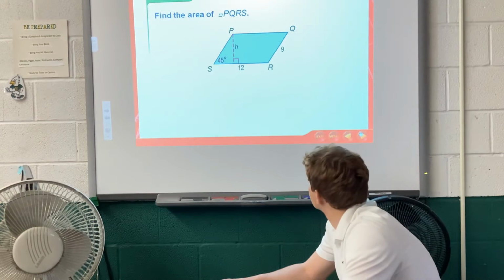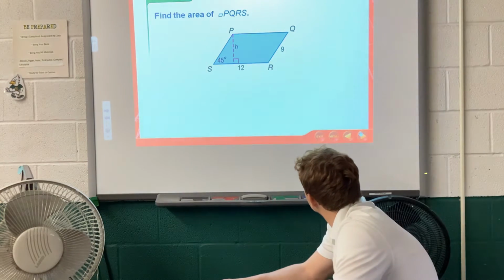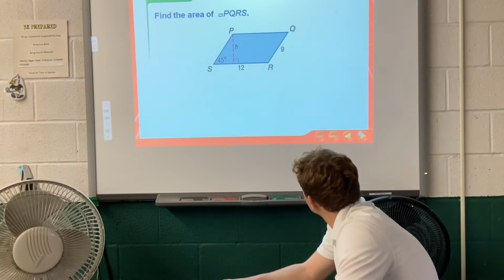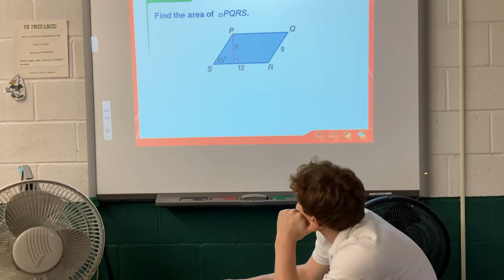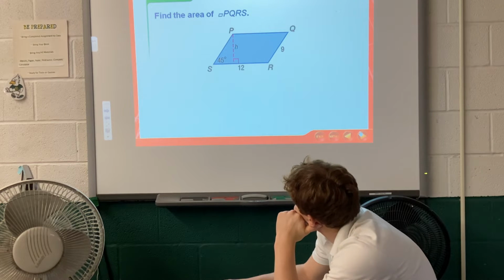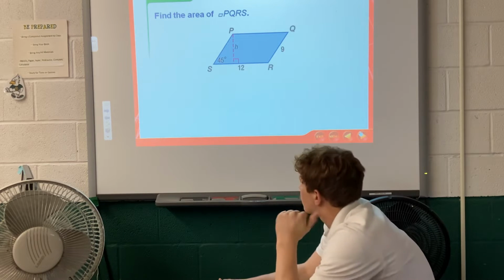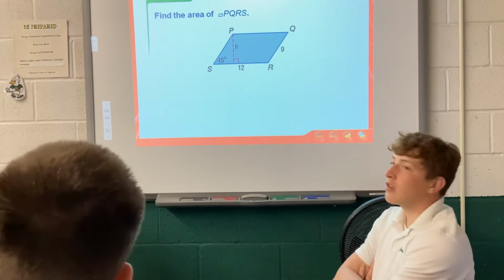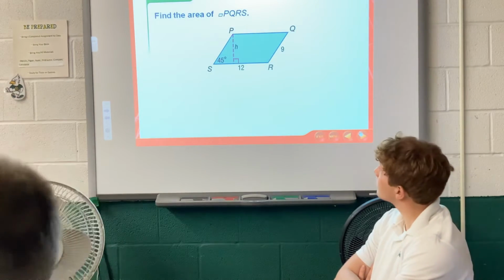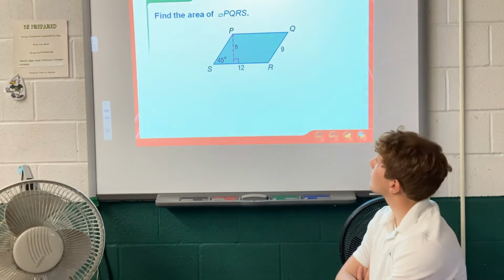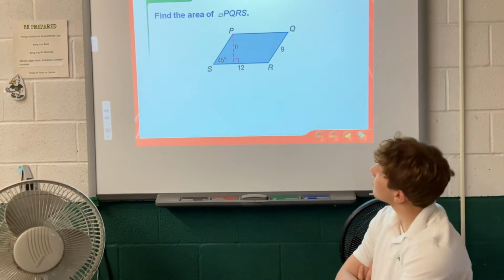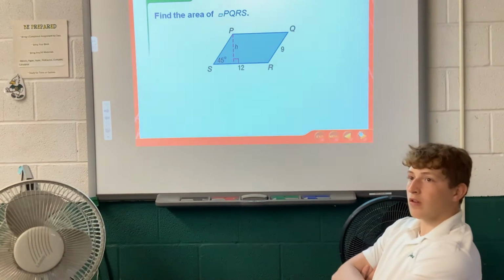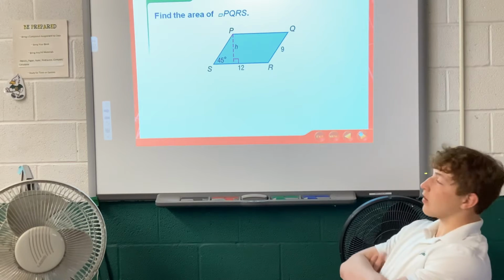Alright, here's the next one. When they give you this problem right here, again, I need my base and my height. So here's the problem. What is 12? The whole thing. So how do I find h? I can either use special right triangles, or if you don't like special right triangles, then I have to go back and use regular trigonometry, SOHCAHTOA.